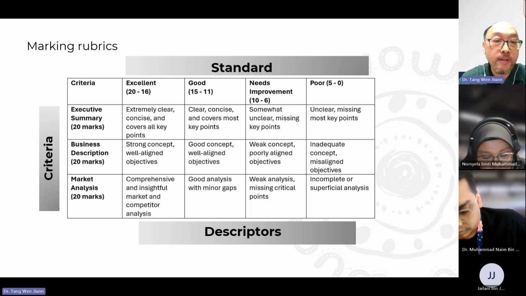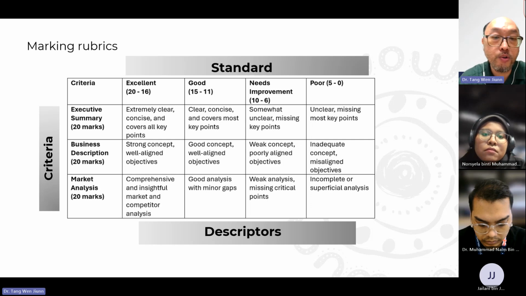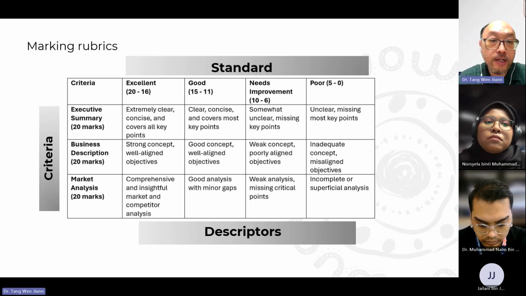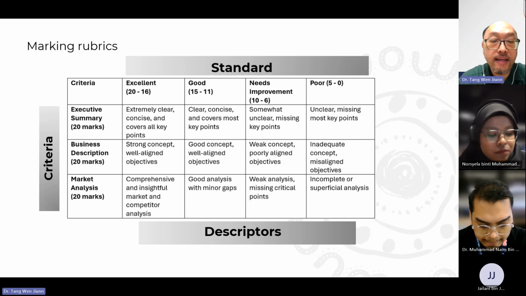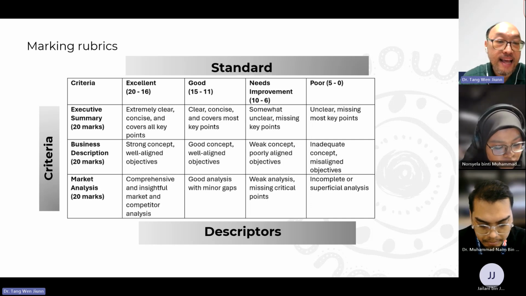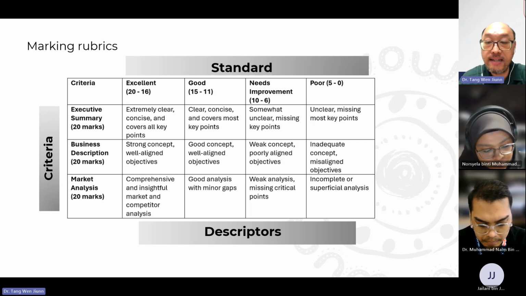Then we have to set the standards, whether it's 4 levels or 5 levels. 4 levels: excellent, good, needs improvement, or poor. And how many marks are there? And lastly, we have the descriptor. What defines excellence? What differentiates between the good and the poor? That is the descriptor.